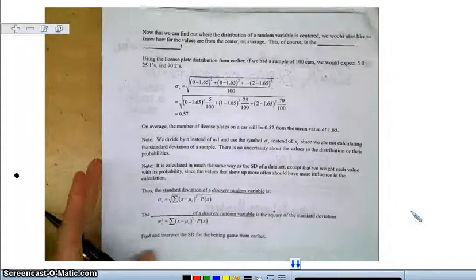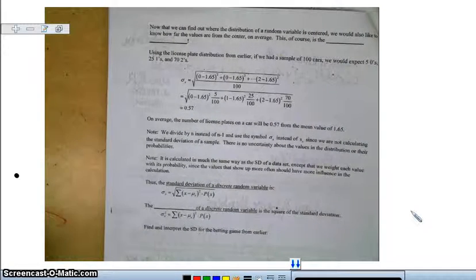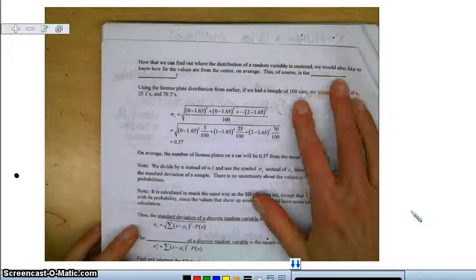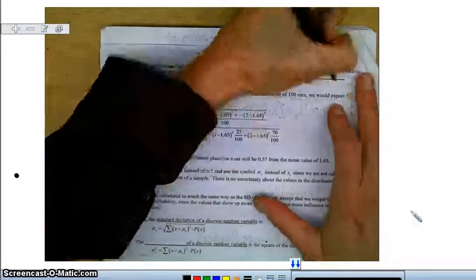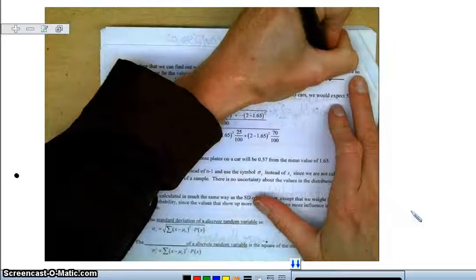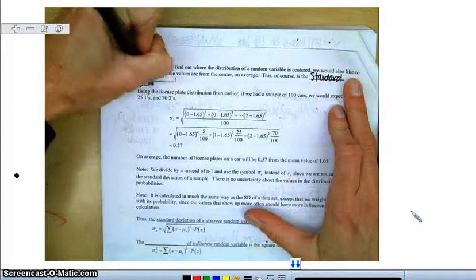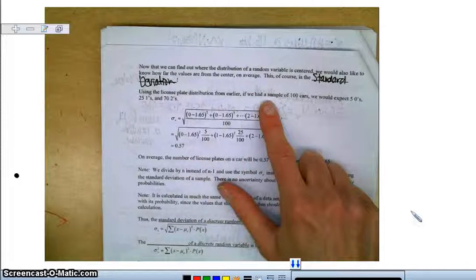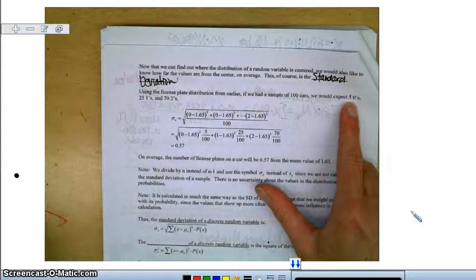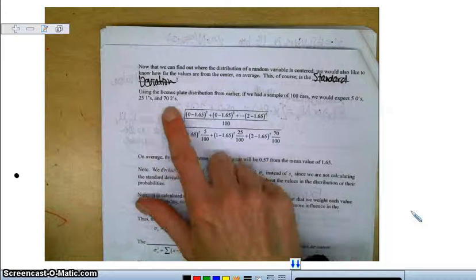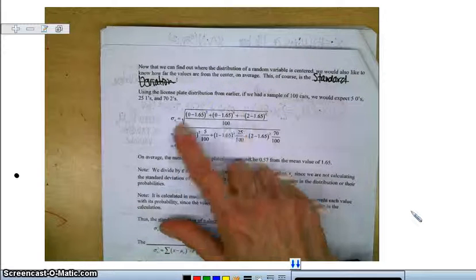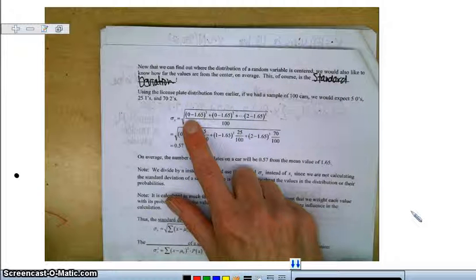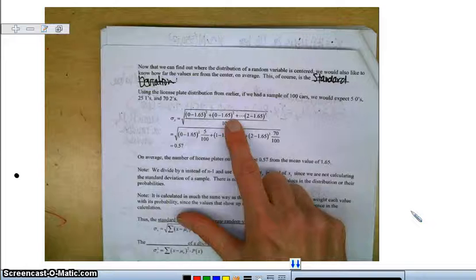Alright, so now the standard deviation. So we can now find the standard deviation. How far away are they from the center on average? So this, of course, is the standard deviation. So using the license plate distribution from earlier, if we had a sample of 100 cars, we would expect 5 zeros, 25 ones, 72s. And so here's the basic calculation that they did. We take each value minus the expected value squared, okay?